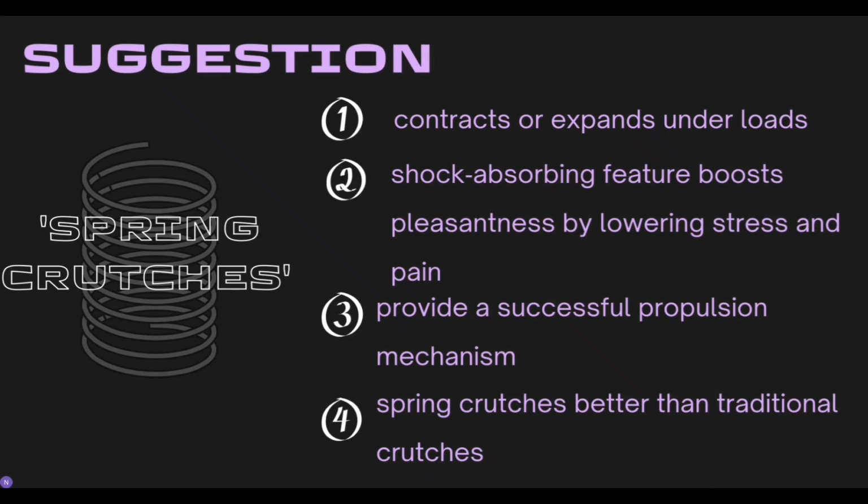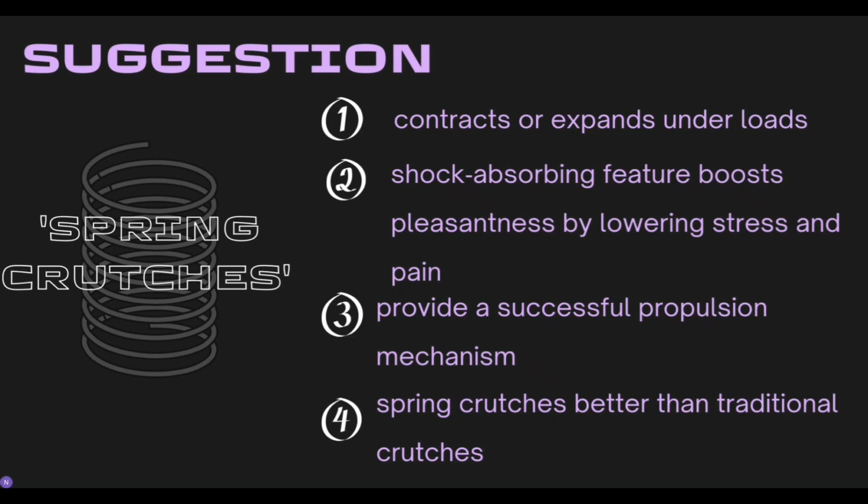Here, we would like to suggest a good way to reduce pain in hand grips and armpits. The patient can choose to use spring crutches. These crutches include a certain mechanism that contracts or expands under loads. Hence, they change the way the forces are transferred to the body during a dynamic gait cycle. It was proved that they lower the initial peak load by 25% and the average amplitude of the initial force by 20%. Hence, the shock absorbing feature boosts pleasantness by lowering the stress and pain.